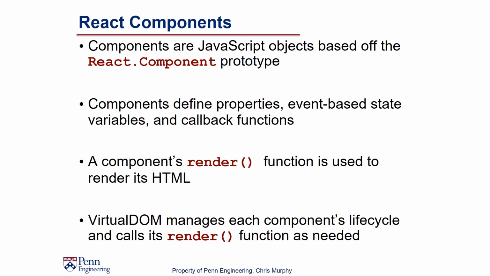pages. React components are JavaScript objects that are based off the React.component prototype. And in the next few slides, we'll see two different ways to create React components. React components have four important parts: their properties, their state variables, their callback functions or event handlers, and then their render function, which is used to generate the HTML. The virtual DOM manages each component and calls the render function whenever it's time to re-render that component.